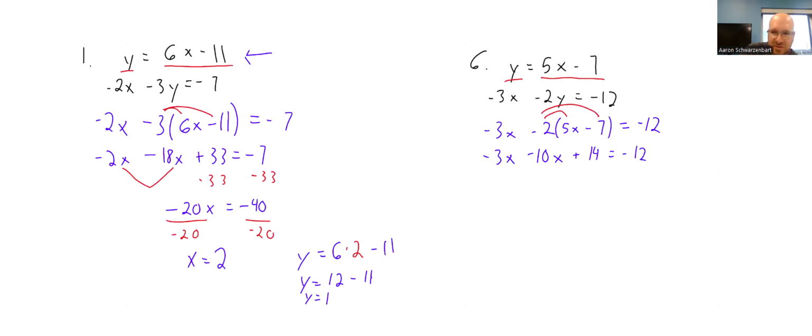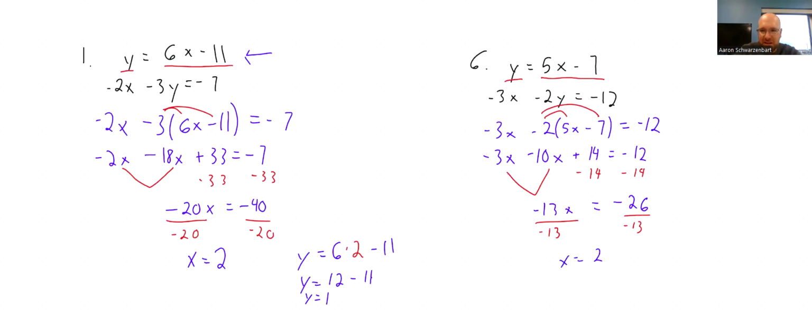So again, I'll move the plus 14 to the other side, just like I did in the last one. And I'll combine the negative 3x and the negative 10x. So go back to purple. So I get negative 13x equals negative 12 plus negative 14 is negative 26. I'll divide by negative 13 on both sides. And that gives me x equals 2 again.